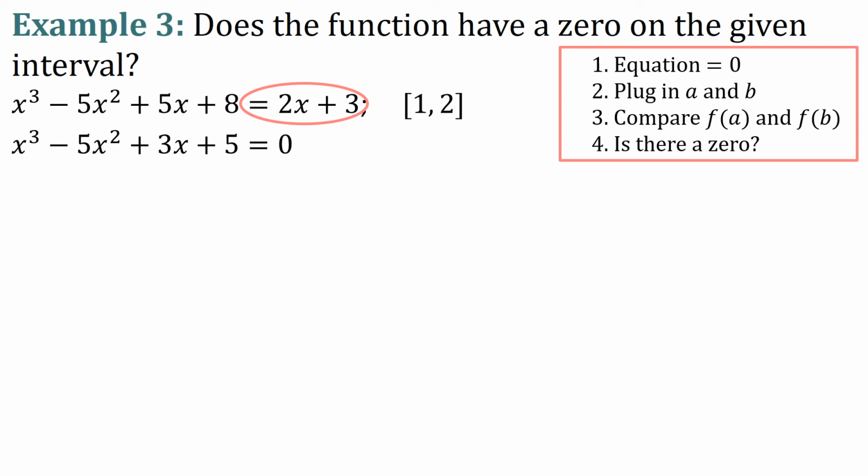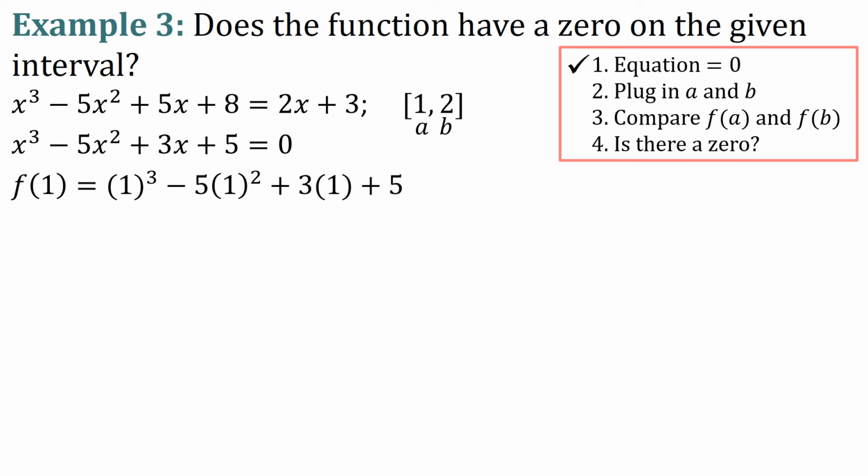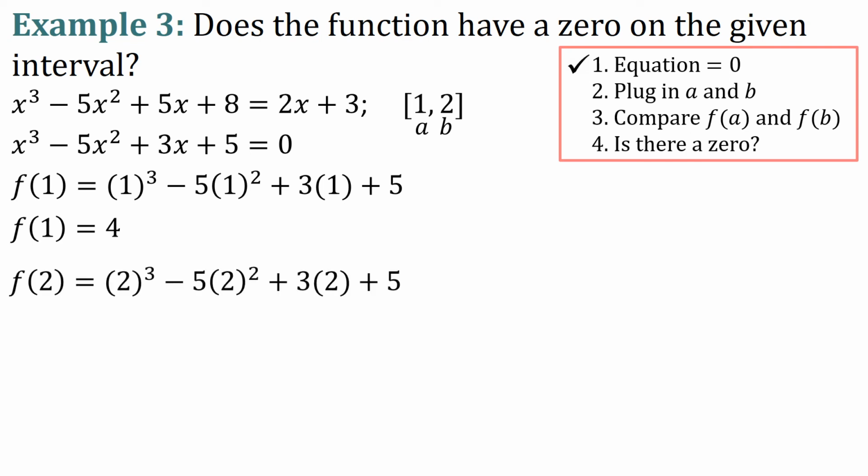I need to plug in A and B. What are our A and B? A is 1, B is 2. So we need to plug in f of 1. F of 1 equals 1 cubed minus 5 times 1 squared plus 3 times 1 plus 5. That is going to simplify to 4. Now I need to plug in f of b, which is 2. So whenever I plug in 2, I get 2 cubed minus 5 times 2 squared plus 3 times 2 plus 5. Whenever I simplify all that, I get a negative 1.